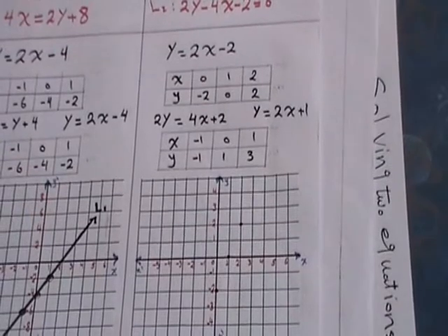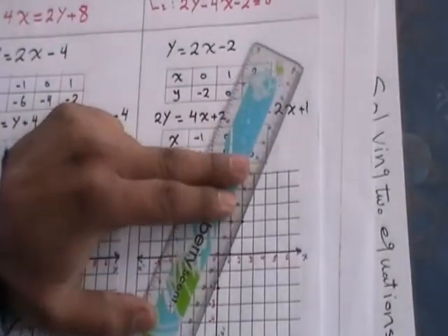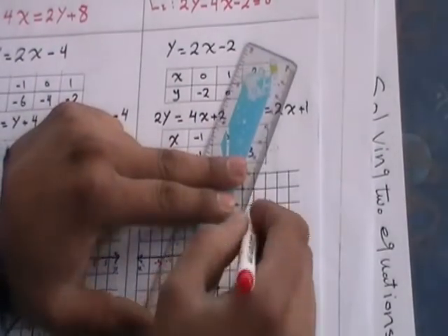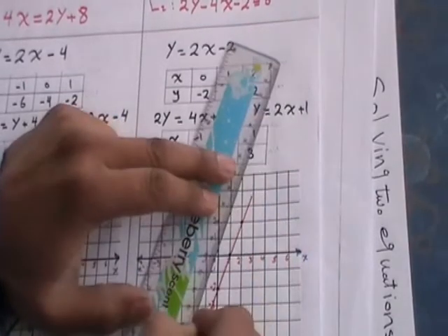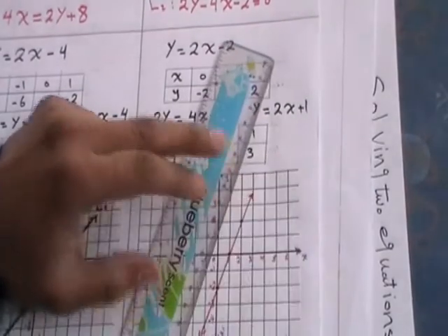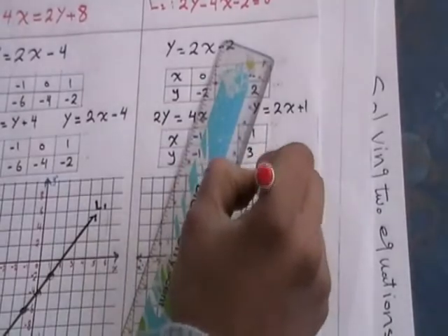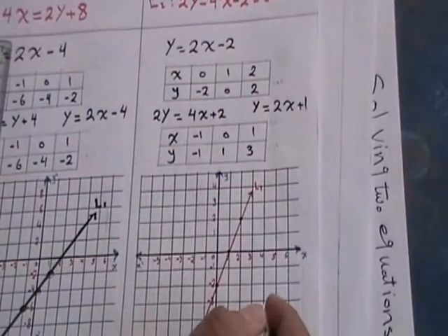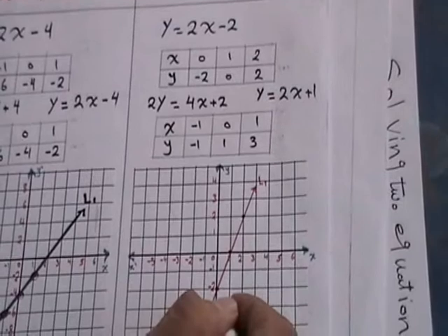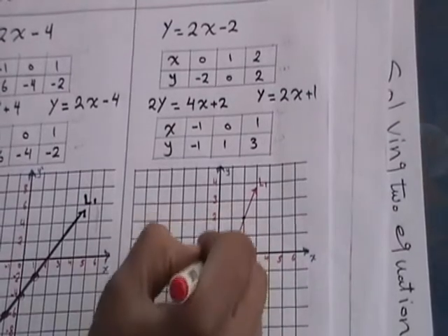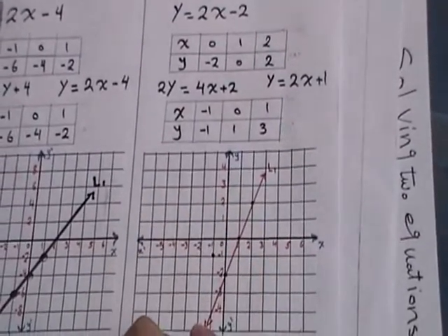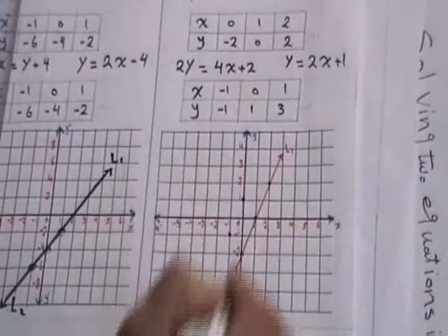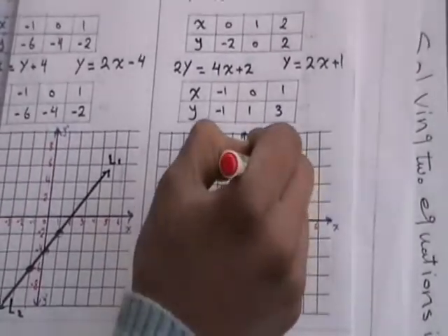Then join between the 3 points. Don't wait until you have the other 3 points. If you put the first 3 points, join between them first. So I have L1. After that, you will have L2 represented by the 3 points: negative 1 and negative 1, so it will be like this; 0 and 1 will be like this; 1 and 3 will be like this.